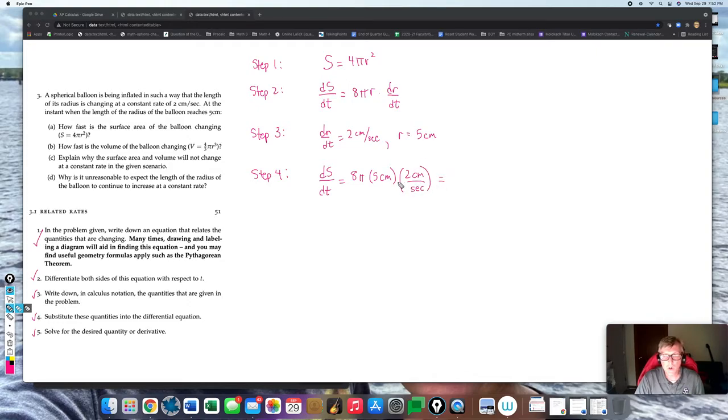And let's see, we're going to work this all out. So let's see, that's 10 times 8, which is 80 pi centimeters times centimeters per second. And let's match the units, right? Square centimeters would be a surface area, right? Surface area. So we solve for the desired quantity. We are done. Step 5 was already done here. We didn't have to solve this equation to get dS/dt by itself, so we are done.